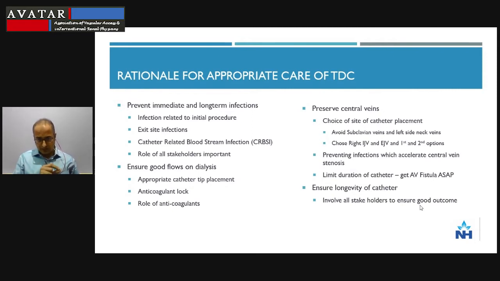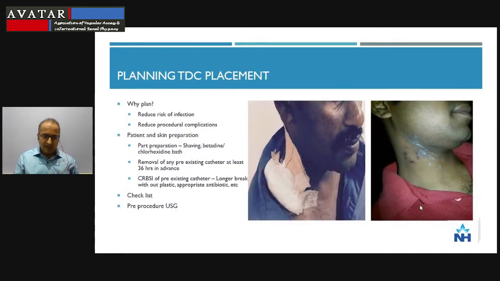Choosing the catheter site placement is important. As we are told by KDOQI as well, we should choose the right IJ as the number one option, the right EJV, external jugular vein, as the second option, and then the left IJV. Then go to the left side of the neck before going to femoral, and last is subclavian, because that has a very high chance of central vein stenosis. And we should limit the number and duration of catheters by moving on to fistula wherever possible. It is very important to plan the catheter placements.